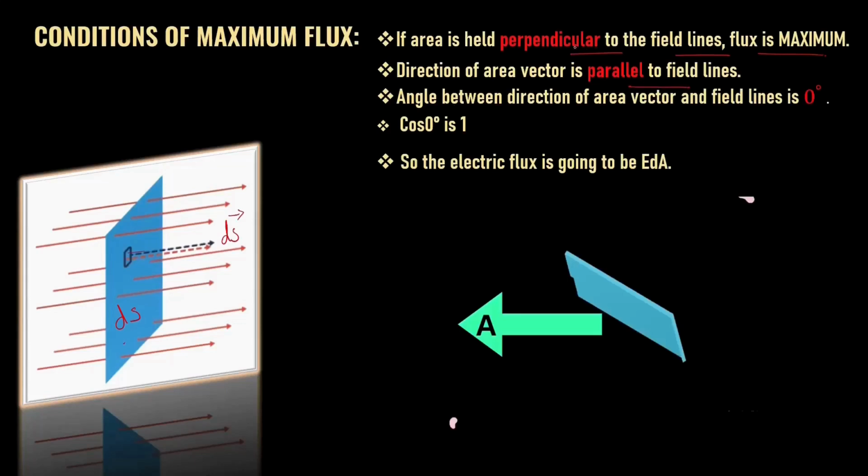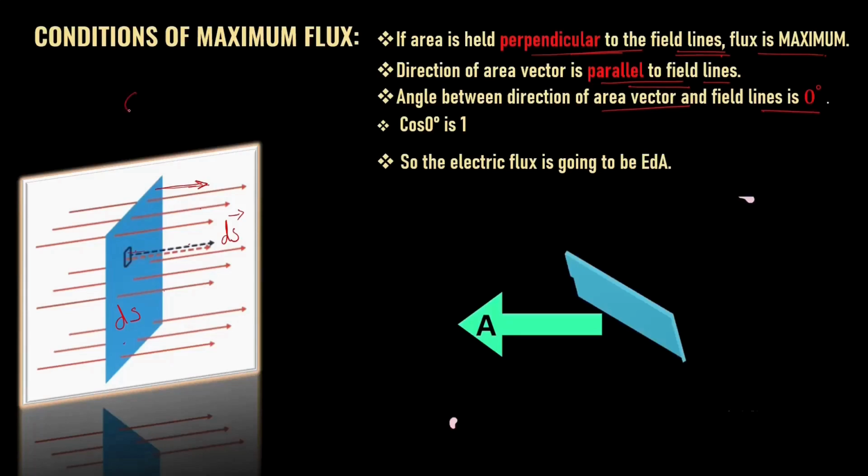These two keywords have to be kept in mind while dealing with the condition of maximum flux. Area is perpendicular to the electric field lines, then the direction of area vector will become parallel to the field lines, because area vector is always drawn perpendicular to the given surface area. So in this situation, area vector is also perpendicular to the given area, as well as field lines are also perpendicular to the given area. So the angle between the direction of area vector and the field line will become 0 degree.